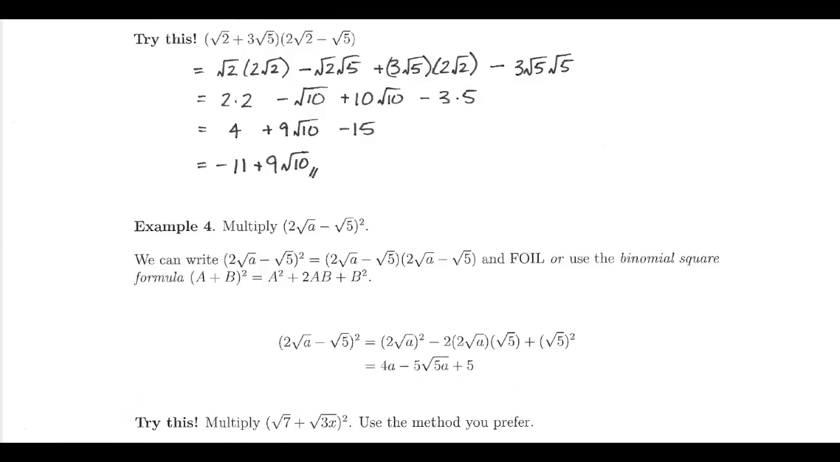So try multiplying root 7 plus root 3x squared and either FOIL it out or use the binomial formula, either square of a binomial. Either way, we should get the same results. So pause the video, try this problem out. Let's see if I can get it right this time.